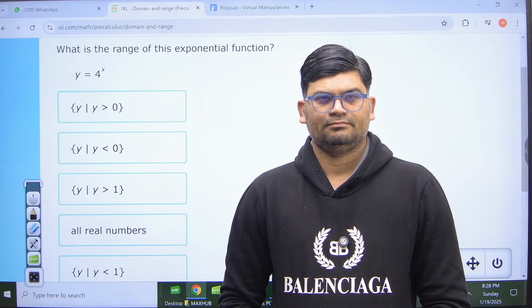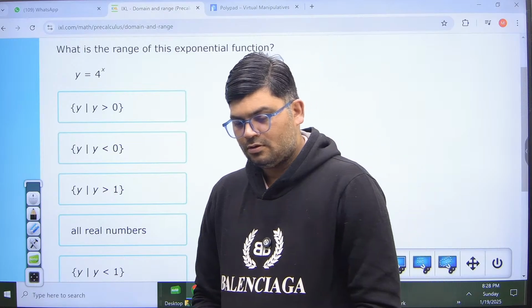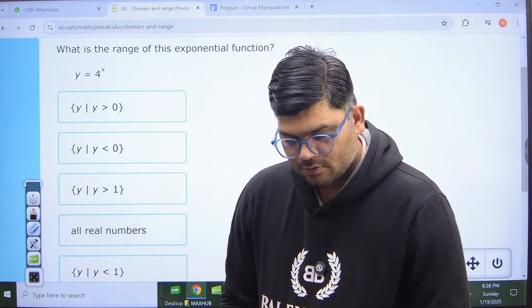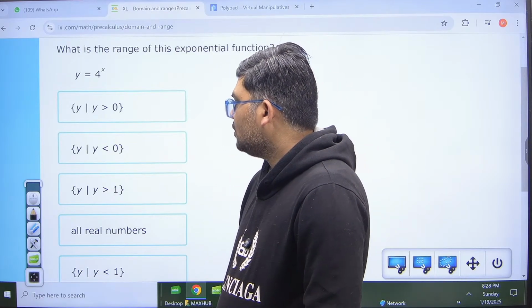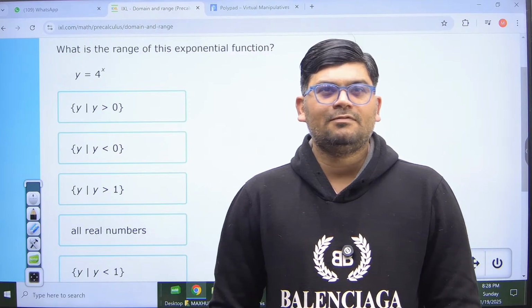It has to be above 4 though. Above 4? No, wait, no. It's above 1 because you can do it to the power 0 and your answer will be 1. So can't it be less than 1?